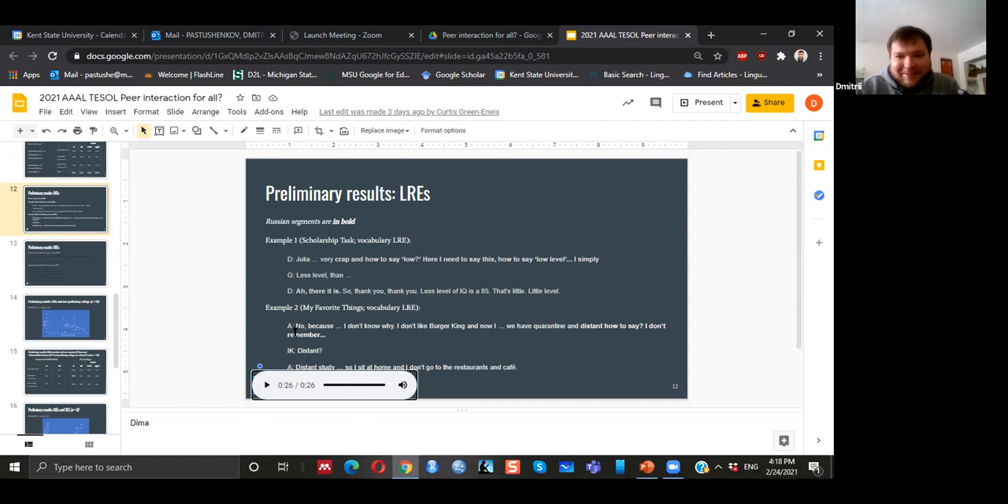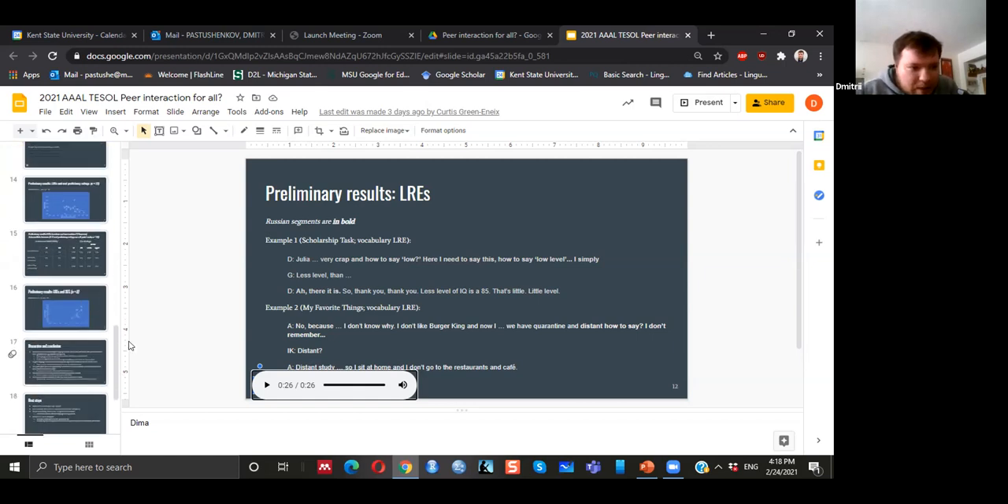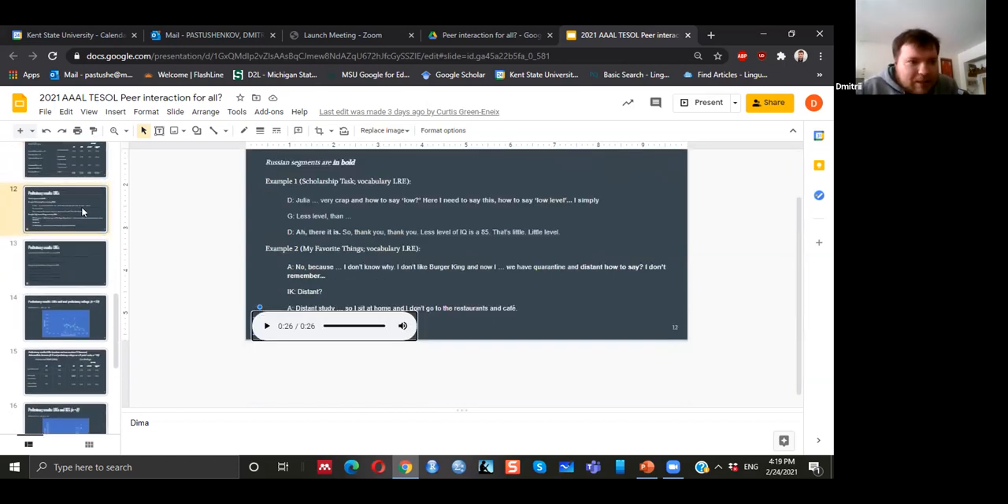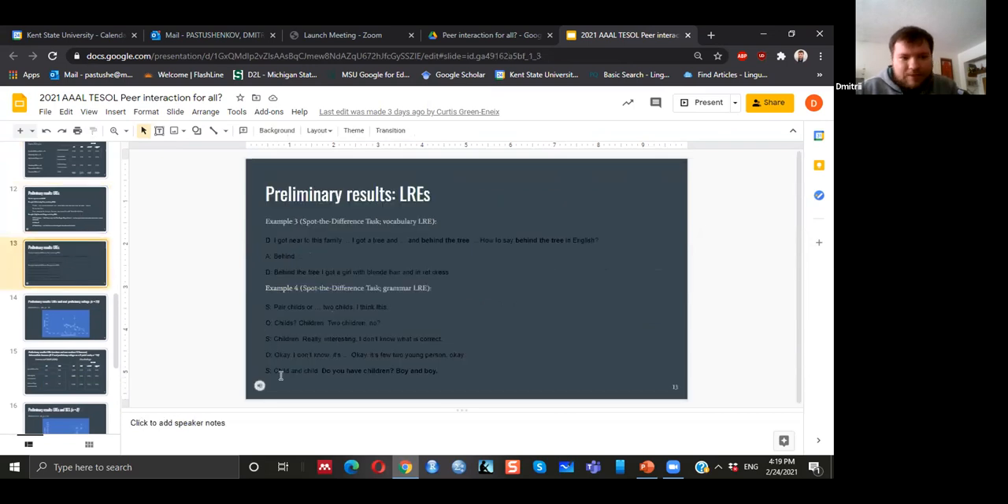So one of the learners didn't know the word for distant learning, дистанционное обучение. Her interlocutor helped her out, and then she repeated distant study, which is good. And we have another example here. I think this one is from the Spot the Difference task. It's a grammar LRE, although you could probably argue that it's a vocabulary LRE, to be honest. It's about child's, children. So let's listen to this one.